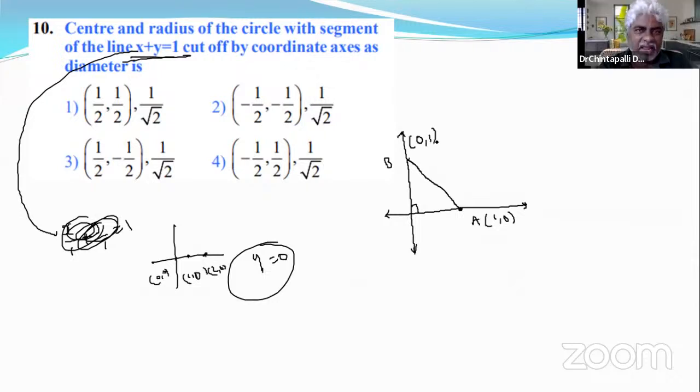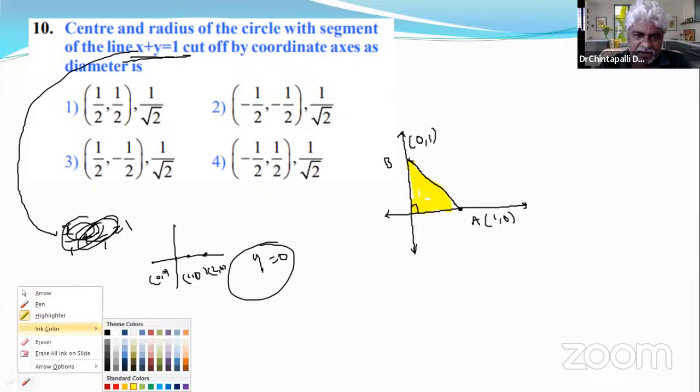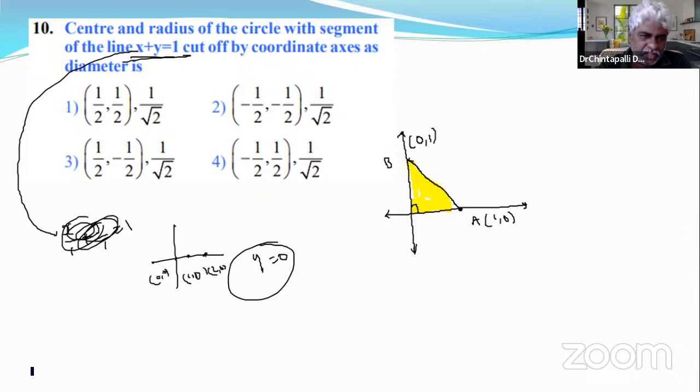Very good. And it is said the center and radius of the circle with the segment of the line x plus y equal to 1 cut off by the coordinate axes as diameter. It is given that AB is the diameter. But you know, the angle between the x-axis and y-axis is 90 degrees. This is the triangle. Clearly, it is a right angle triangle. In the previous discussion, we understood that for the circumcircle, AB is the hypotenuse. If we construct a circle circumscribing the given three vertices, see, it is the circle.